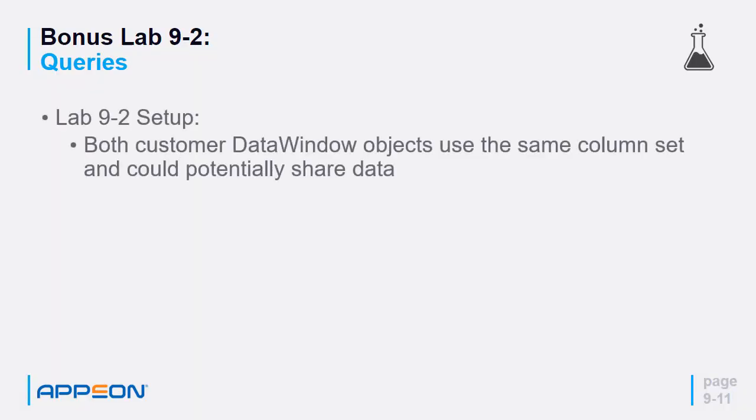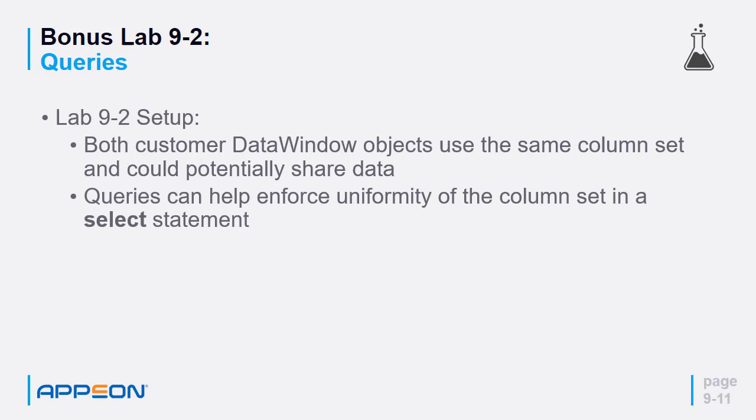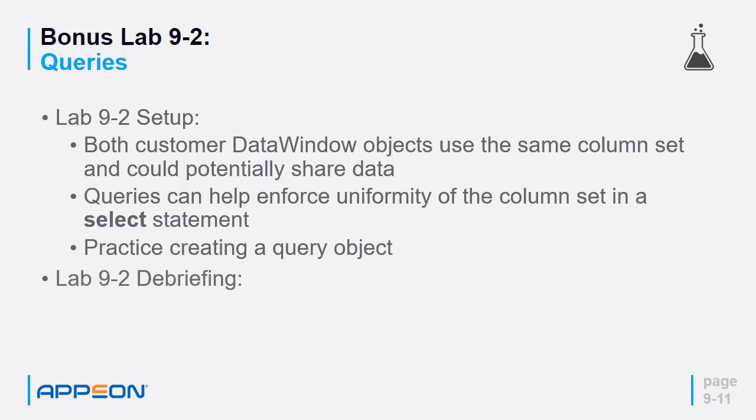In Lab 9, we have a bonus lab. Both the customer data window objects use the same column set and can potentially share the same data. So a query object here might help you enforce the uniformity of the column set in a select statement. This will give you practice in creating a query object.